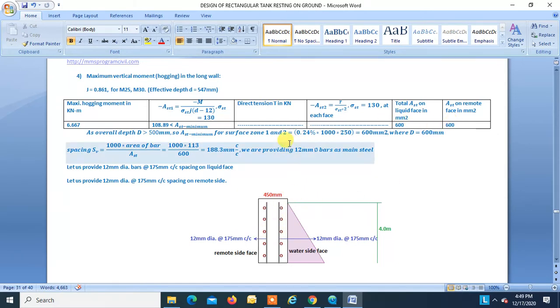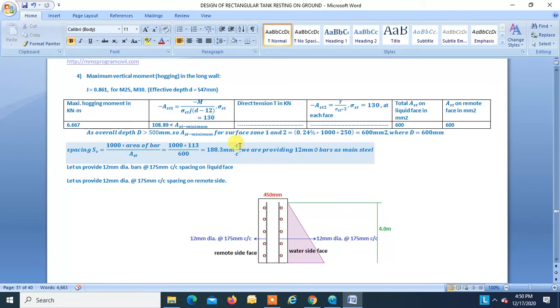Now over here there will be no direct tension because there will be compression force due to the load from the top slab plus the dead weight of the wall. So tension reinforcement due to the direct tension will be absent in this case. So for this, the spacing required, we will be using 12 mm dia bar. The spacing required is 188.8 mm center to center.